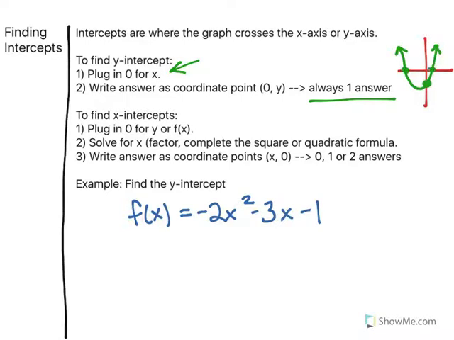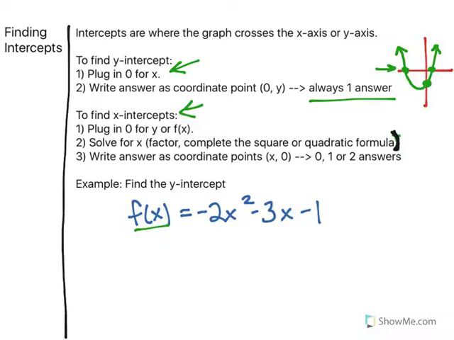Okay, and then looking at this graph again, our x-intercepts are right here and here, where they cross the x-axis. In order to solve for your x-intercepts, you're going to plug in 0 for y or f(x), depending on how the equation's written. In this equation it's f(x). Then you're going to solve for x. You're going to do this by factoring, completing the square, or using the quadratic formula. There are lots of different ways that you can solve for x that we've learned in many of the lessons recently and in previous units.